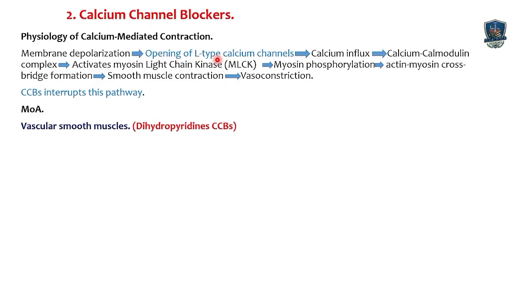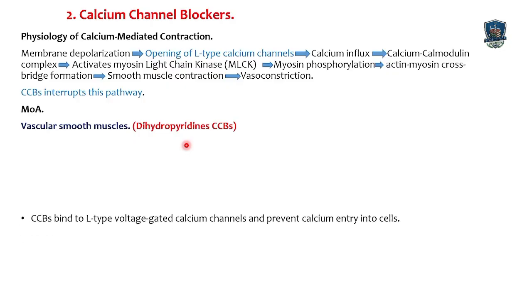Now there are two broad categories of calcium channel blockers. The first are those found on the vascular smooth muscles, or those that act on the vascular smooth muscles. These are the dihydropyridines calcium channel blockers. All the DINs, the nifedipines, the amlodipines, suffix DINs. Those that act on the vascular smooth muscles are the dihydropyridines calcium channel blockers.